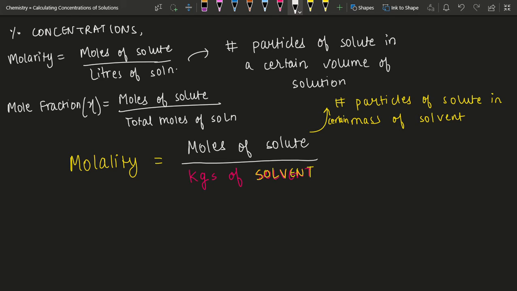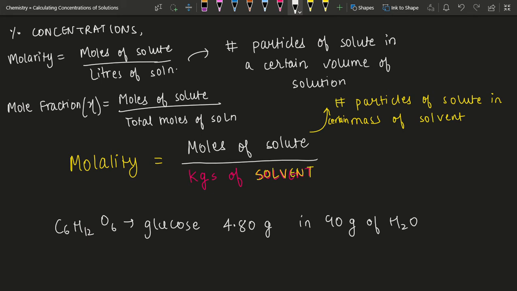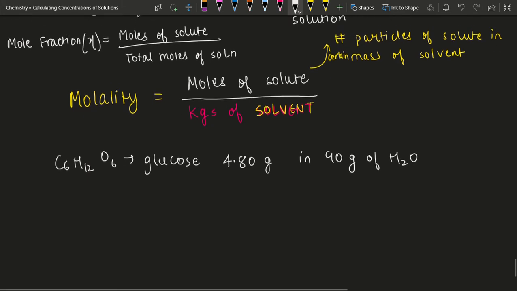So let's say you have a solution of C6H12O6, and it's just the familiar glucose, and you have a solution of 4.80 grams of glucose in 90 grams of H2O, or water, and you want to calculate the molality of the solution.